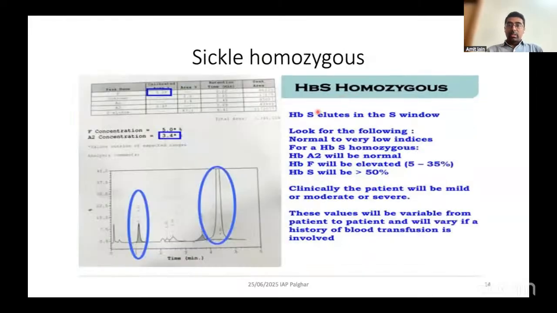What happens in sickle cell homozygous? Here we usually see HbS more than 50% with HbF. A2 will be normal or slightly high, and A will not be seen or seen in very trace amounts. So in this example, the HbS is around 87% with A2 of 3.4 and F of 5%.